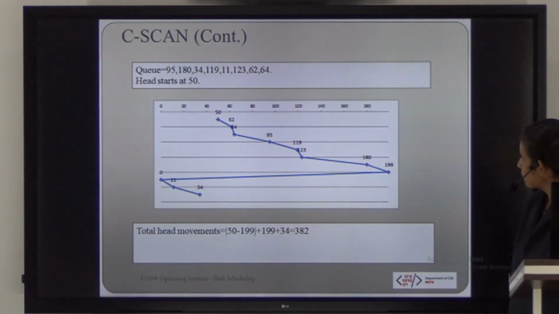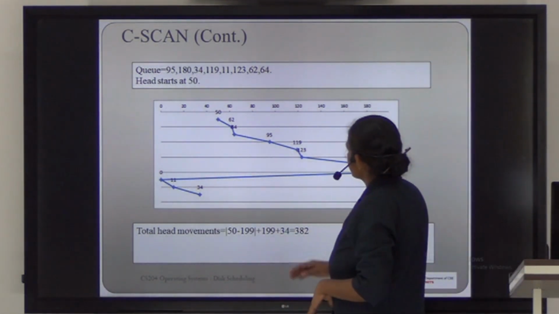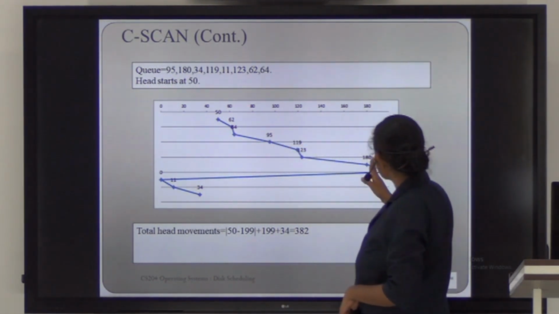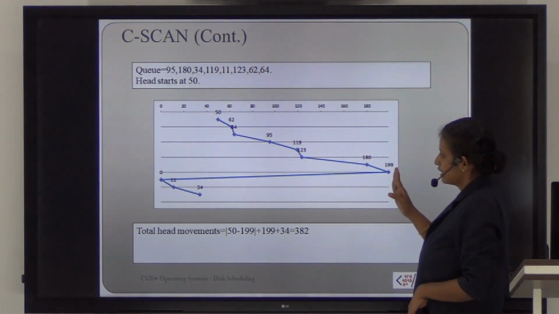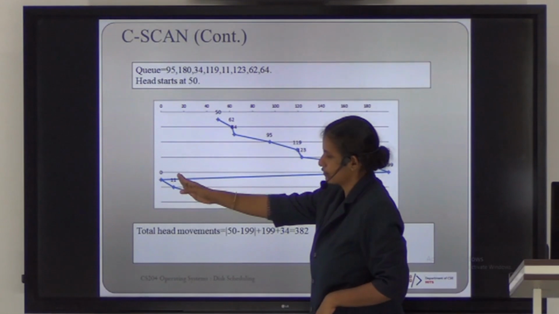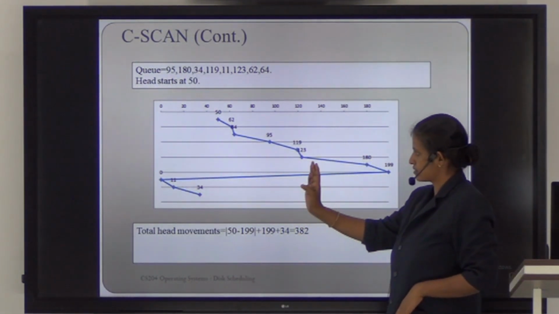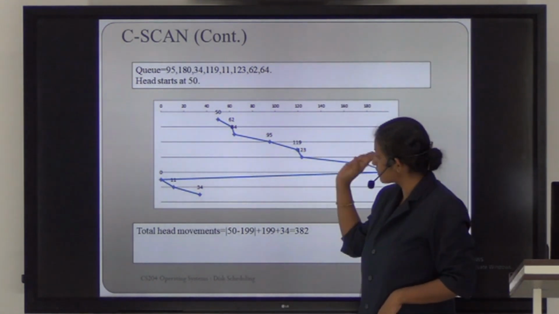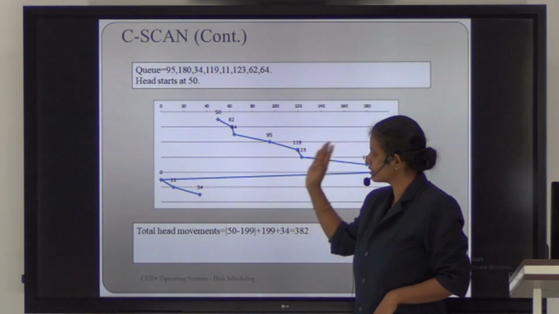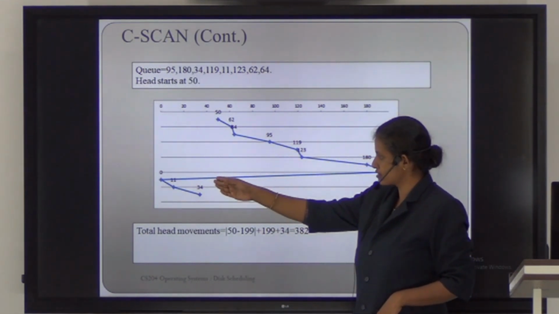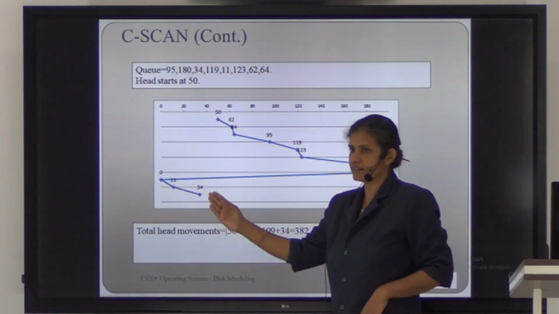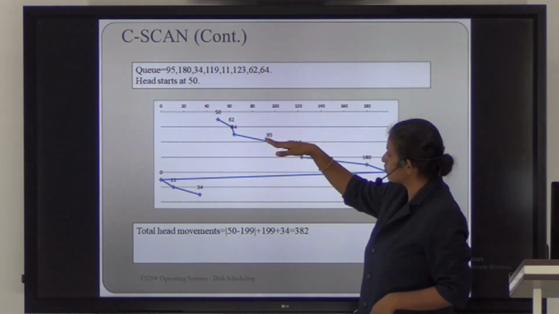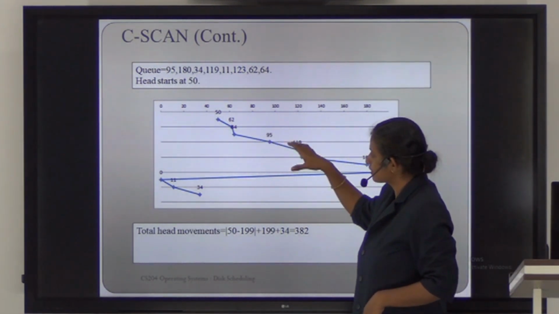Here is the example. In this case, it moves from one end to the other end, servicing all the requests. After reaching the extreme end of the disk, it moves immediately to the other end of the disk without servicing any request. In the case of scan, we have seen it moves to the other end servicing the request. In this case, it moves to the other end without servicing any request, and from the other end, it again starts servicing the request. We can see in this case the direction of movement of the arm in servicing the request is the same.